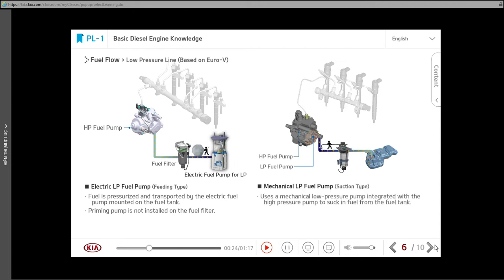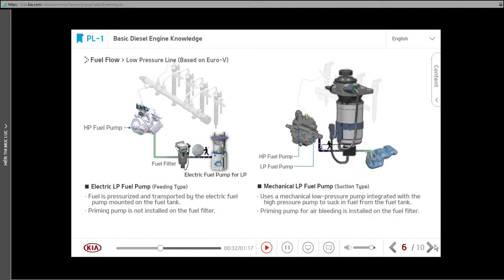The suction type uses a mechanical low-pressure pump integrated with the high-pressure pump to suck in the fuel. Negative pressure is generated in the low-pressure fuel line. Note that the mechanical low-pressure pump has a priming pump installed on the fuel filter for air bleeding.